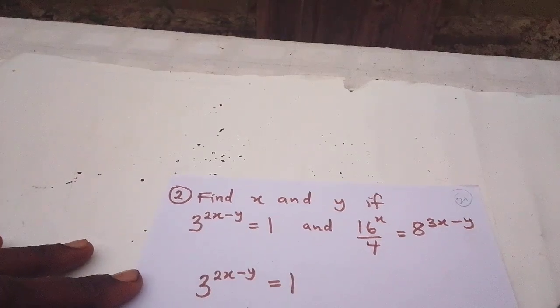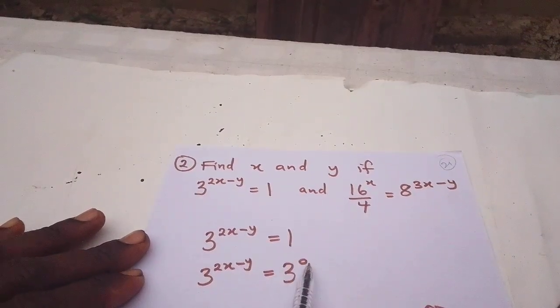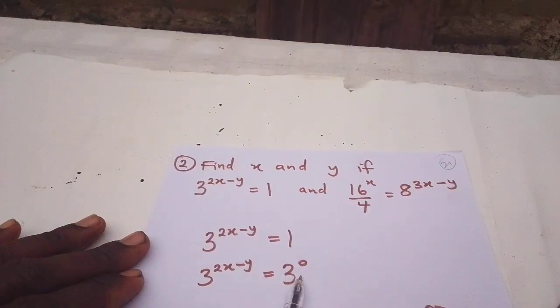So first of all, you're having 3 raised to power 2x minus y is equal to 1. You realize that in indices, any number raised to power 0 is 1. So that means 3 raised to power 0 is what? 1. So the equation can be like this.